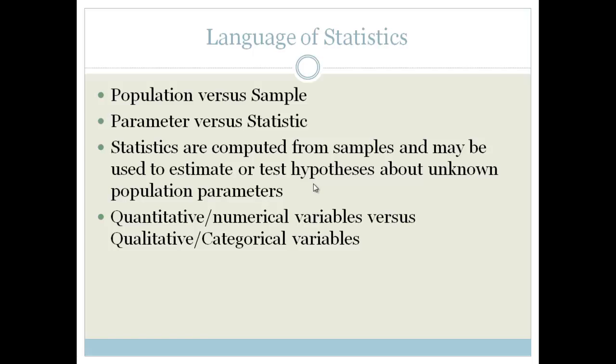Qualitative or categorical variables, as the name suggests, you just put things into categories. So if you had the category, for example, male and female, then you couldn't compute the average of that, but you can compute the proportion or percentage in each group. So depending on whether you have quantitative variables or qualitative variables will affect the kinds of statistics that you can calculate.